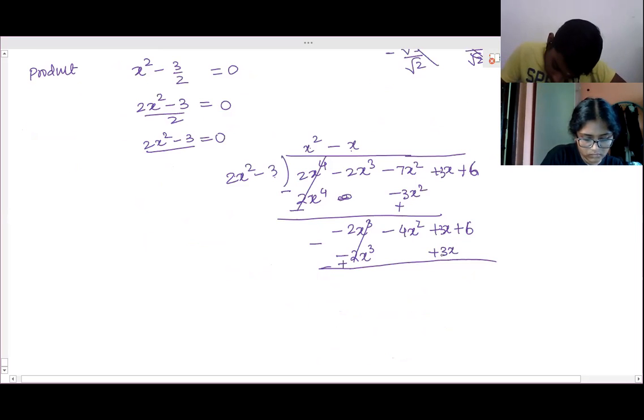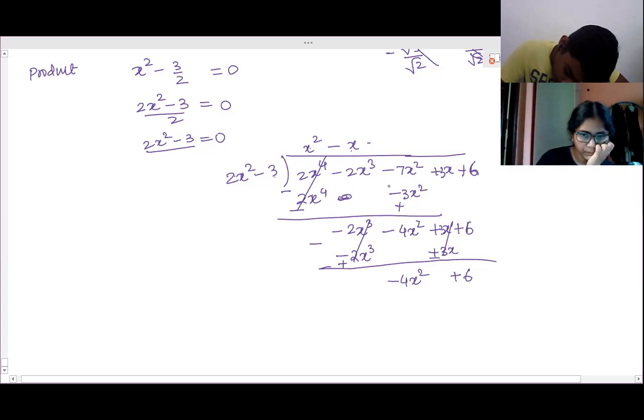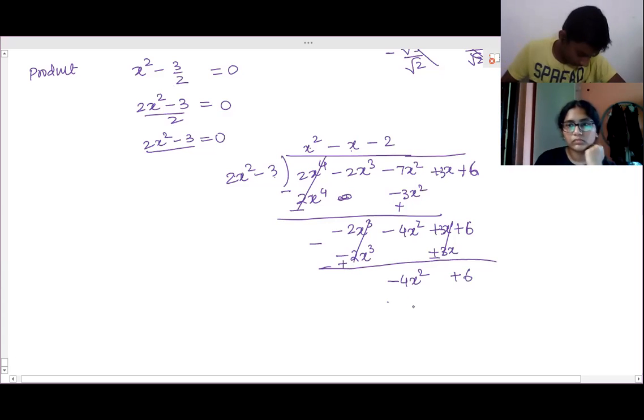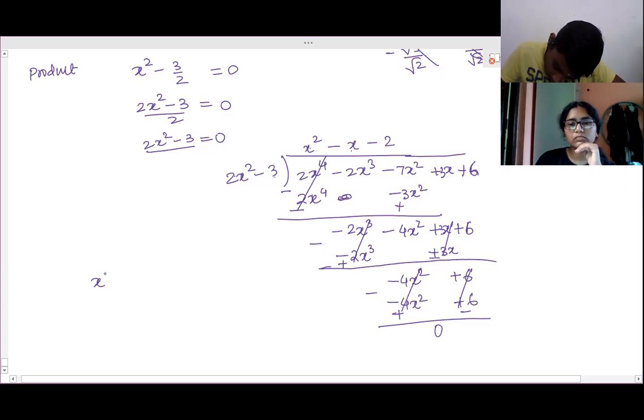So this will become minus, this gets cancelled. Then minus 4x plus 6. So minus 2 will become minus 4x square plus 6, plus minus, so this gets cancelled, 0. So we'll get the quotient as x square minus x minus 2.